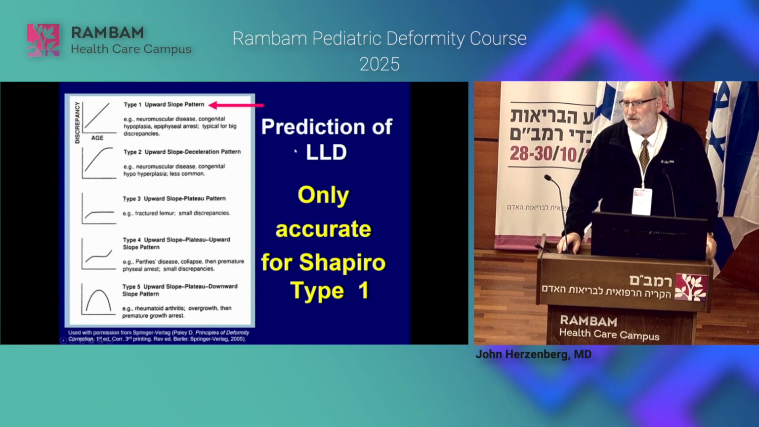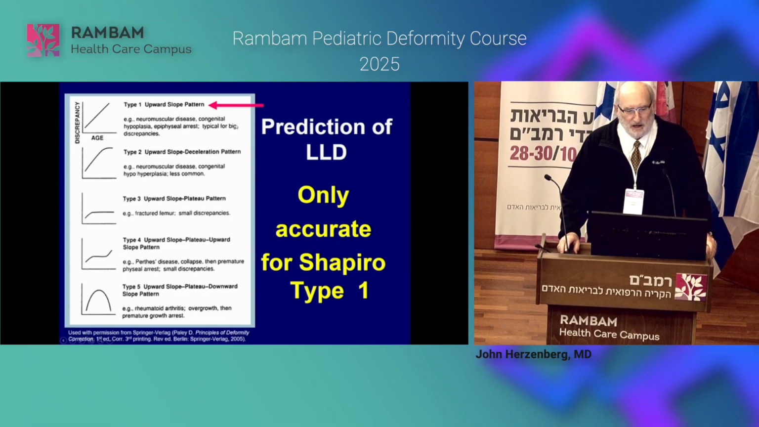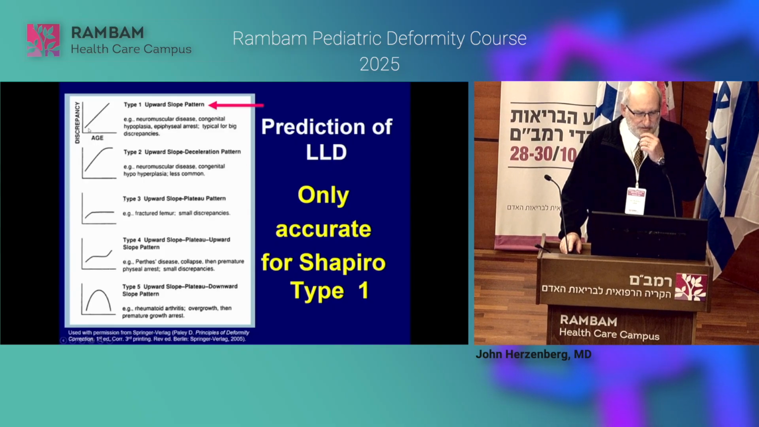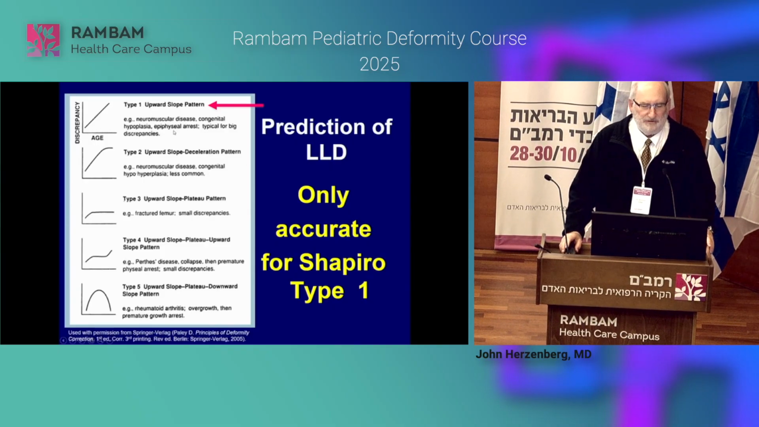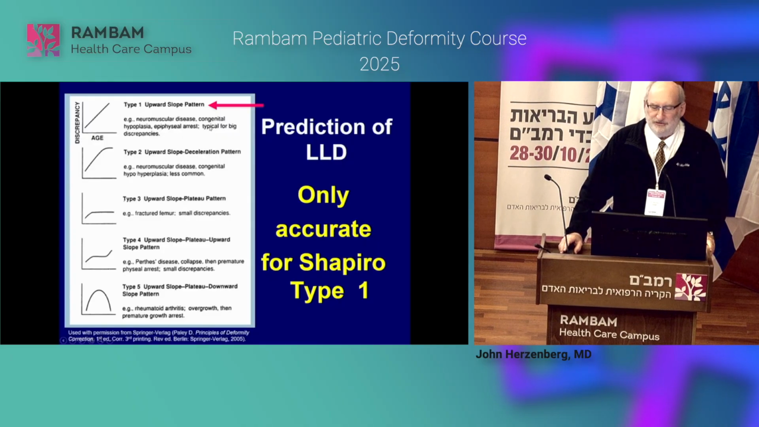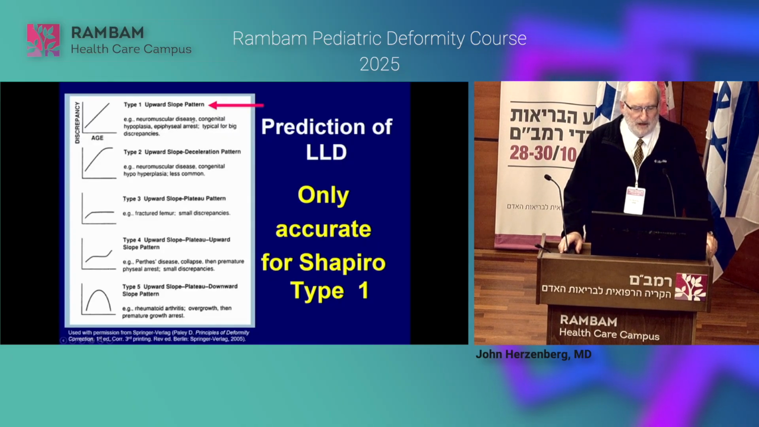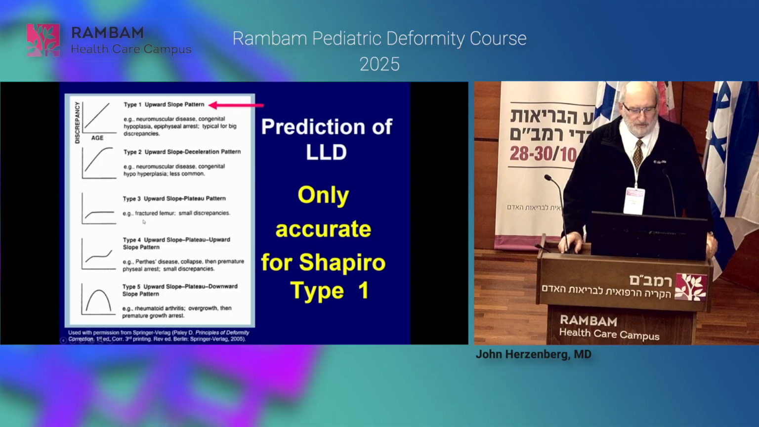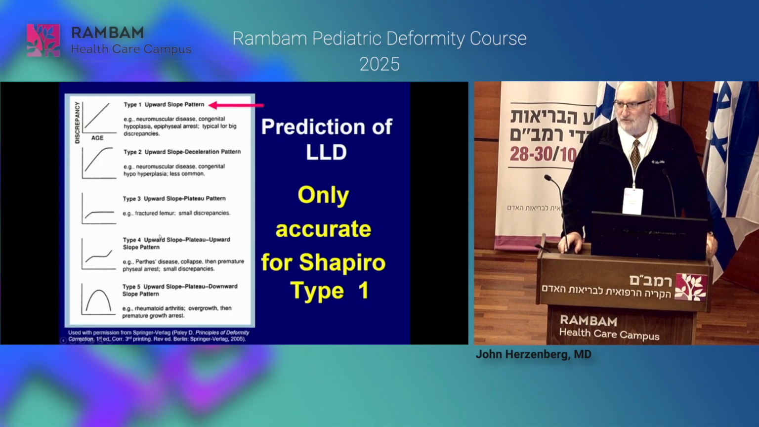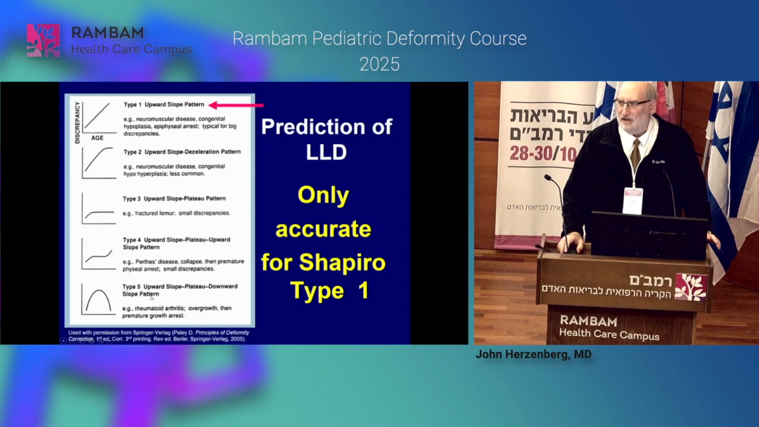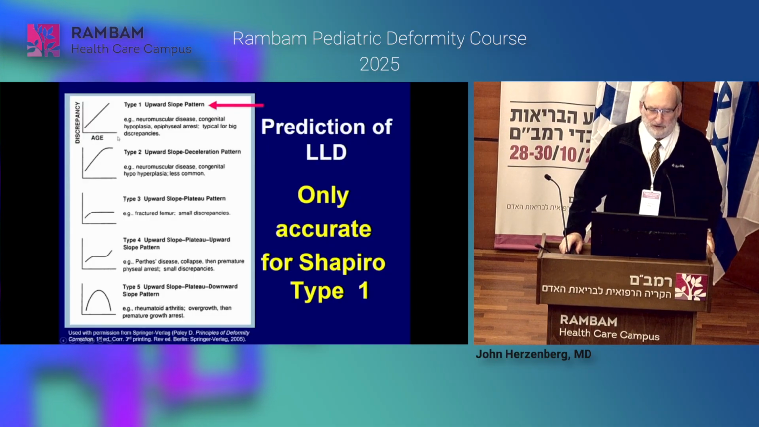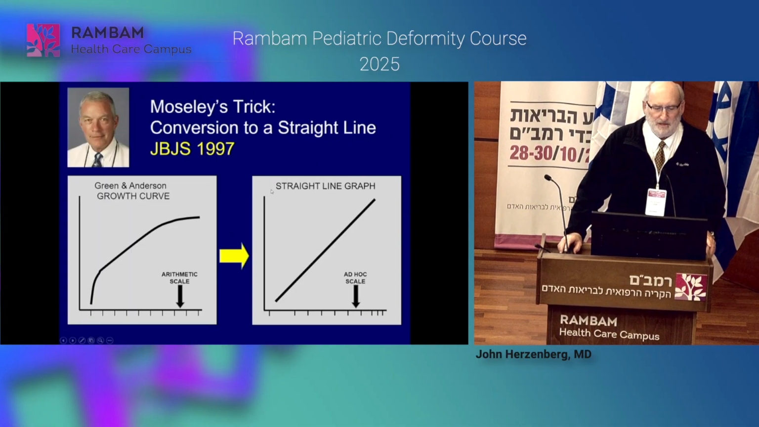All of these methods, without exception, only apply to Shapiro type 1 curves, which you tend to see as this straight upward slope pattern, which happens in neuromuscular disease, congenital diseases, epiphyseal rest. But so many of the other types of patterns of limb length discrepancy that we see after, say, inflammatory disease, rheumatoid arthritis, you can't use them. So it's just for the Shapiro type 1 curves, just FYI.